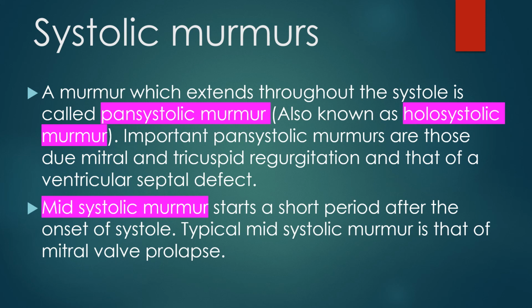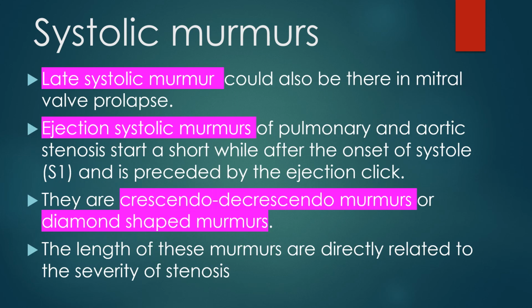Mid-systolic murmur starts a short period after the onset of systole. Typical mid-systolic murmur is that of mitral valve prolapse. Late systolic murmur could also be there in mitral valve prolapse. Ejection systolic murmurs of pulmonary and aortic stenosis start a short while after the onset of systole and is preceded by the ejection click. They are crescendo-decrescendo murmurs or diamond-shaped murmurs. The length of these murmurs are directly related to the severity of the stenosis.